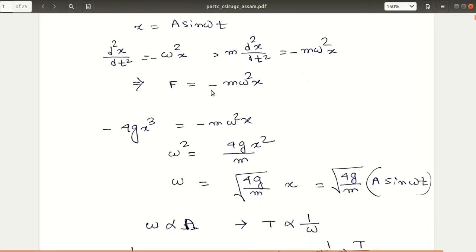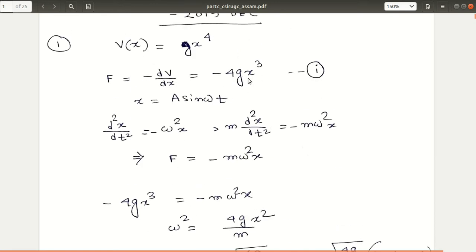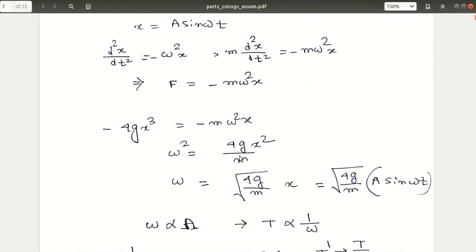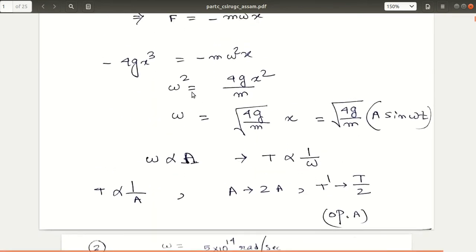So F is basically minus m omega square x, and now if you compare this F with the F in equation I, it will be minus 4g x cube equal to minus m omega square x. So omega square is equal to 4g by m into x square. Now your omega is root over of 4g by m into x. We are excluding the minus sign because frequency can't be negative, as you know.